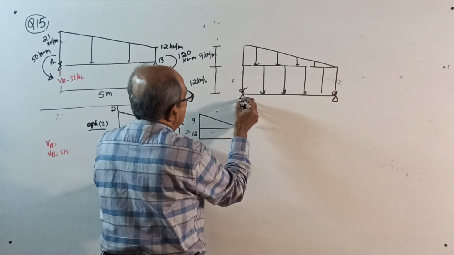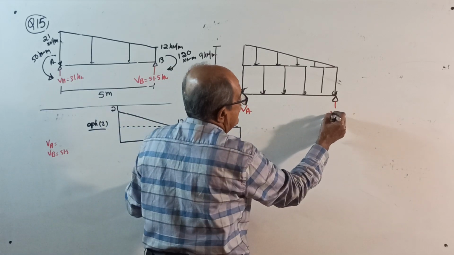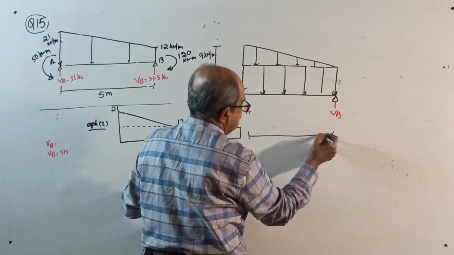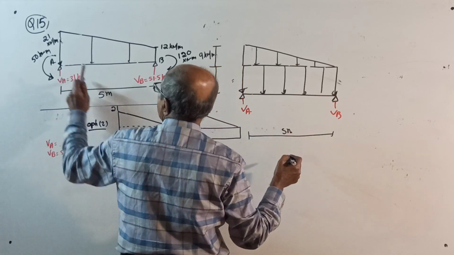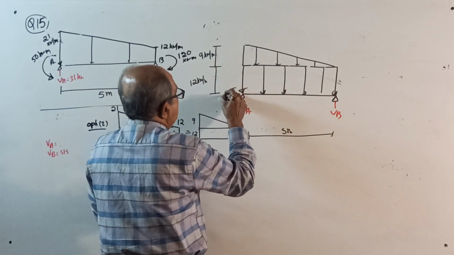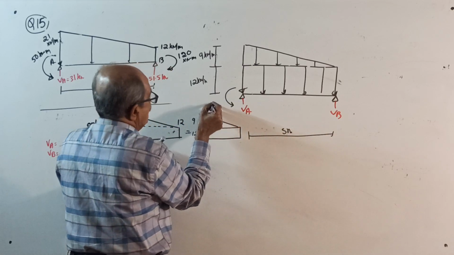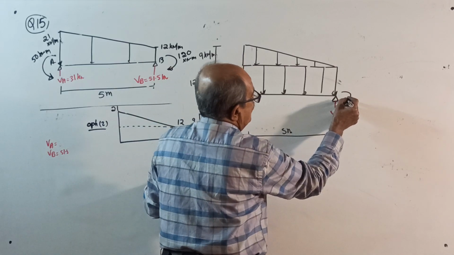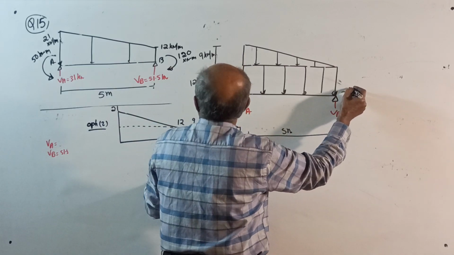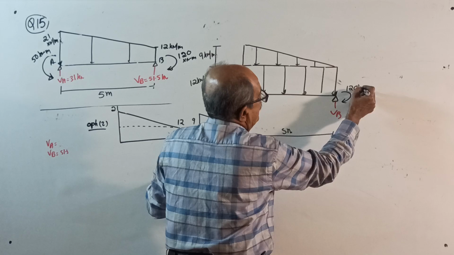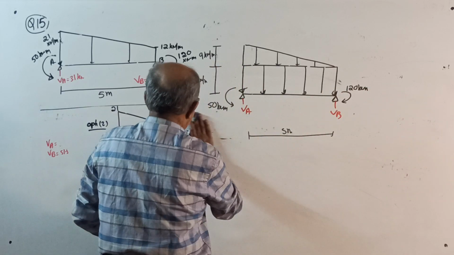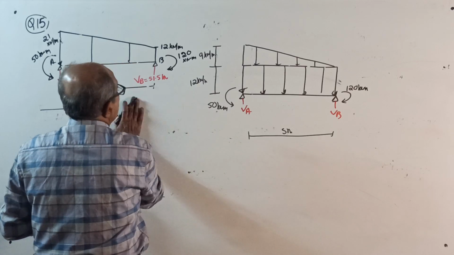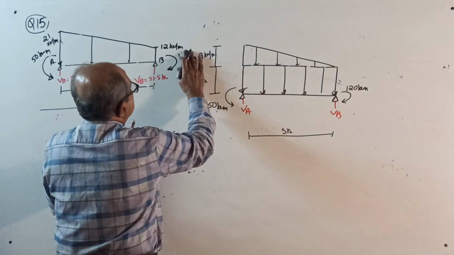Now, this is VA, this is VB, total length is 5 meter. Couples are there: an anti-clockwise couple of 50 kilonewton meter, and a clockwise couple of 120 kilonewton meter. Okay, all over. The answer is still there.